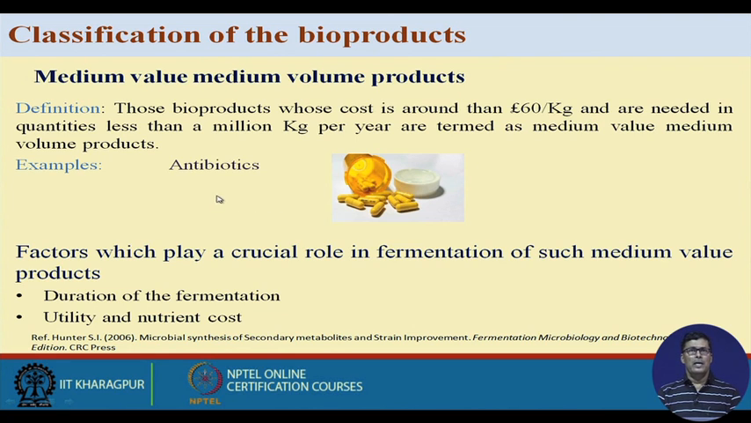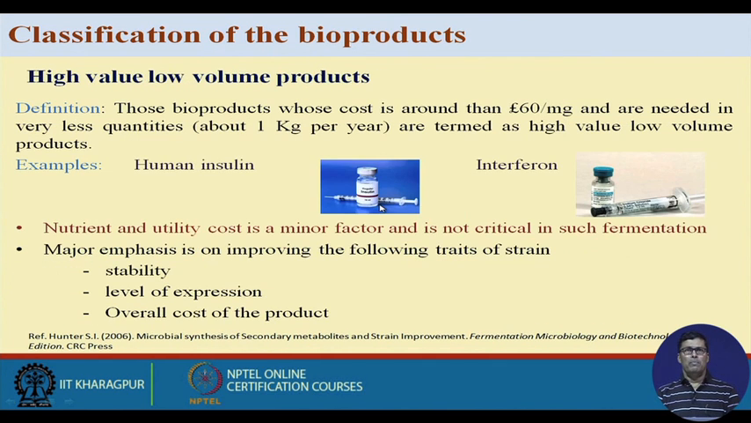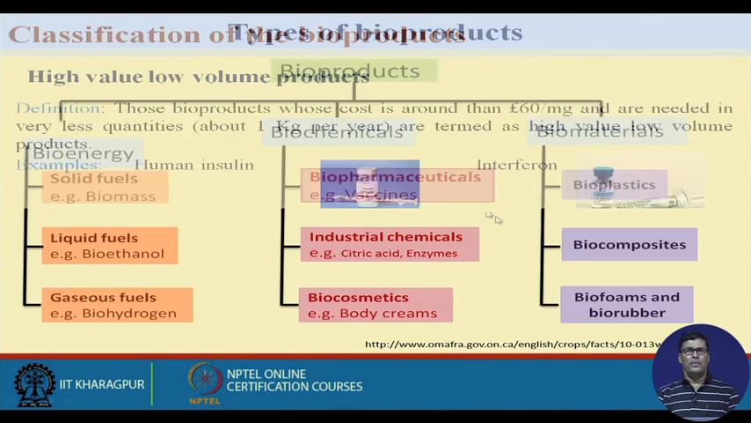The examples are different antibiotics like penicillin, streptomycin, kanamycin, which is really more costly as compared to penicillin. So this is considered as the medium volume and medium value products. But high value low volume products are human insulin, that is largely used nowadays, and interferon, that is in practice. This is produced in very low volume, but the cost is very high.